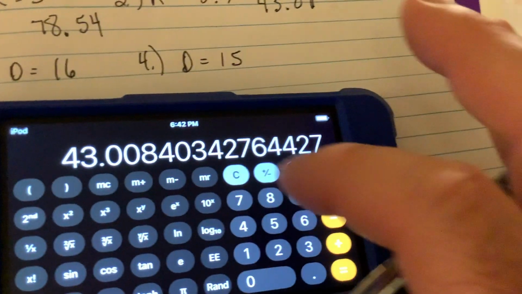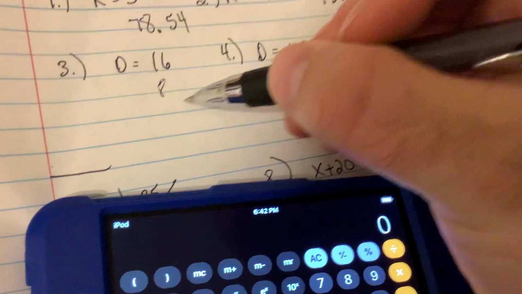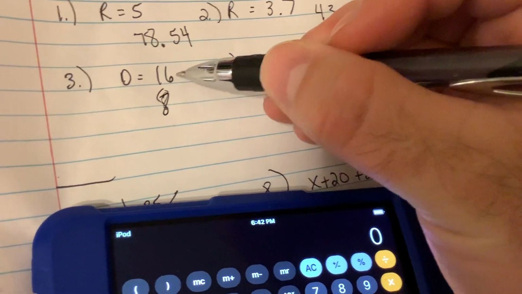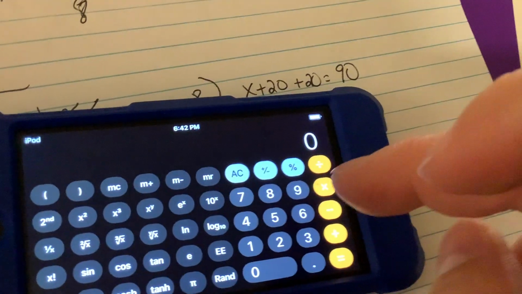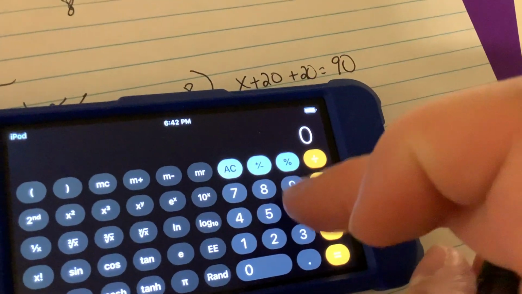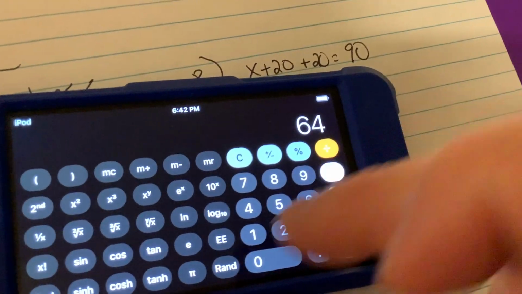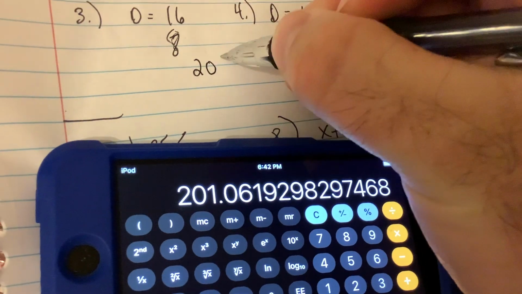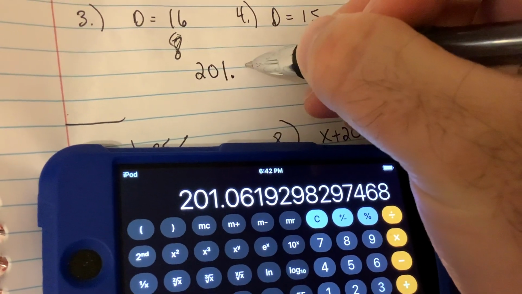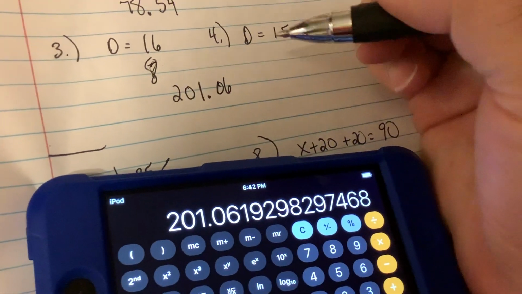The next ones are diameters. So the first thing you have to do is make this a radius, which is going to be 8. So do that first. Don't square 16. That's the diameter. So we get 8. Now we're going to square 8, which is 64. 8 times 8 is 64. And then times pi. So we get 201.06. The 6 stays a 6 because that's a 1.